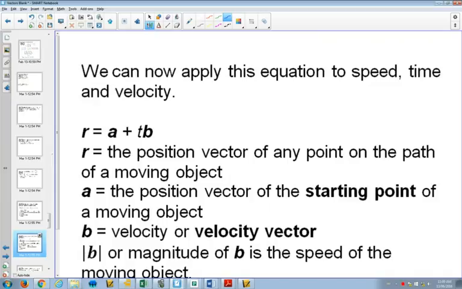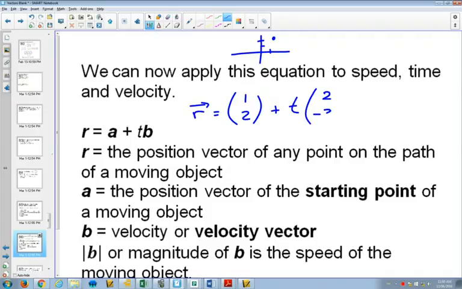Let's say we have something starting at the point 1, 2. So we've got an object here, and it's traveling 2 to the right, and then 3 down.